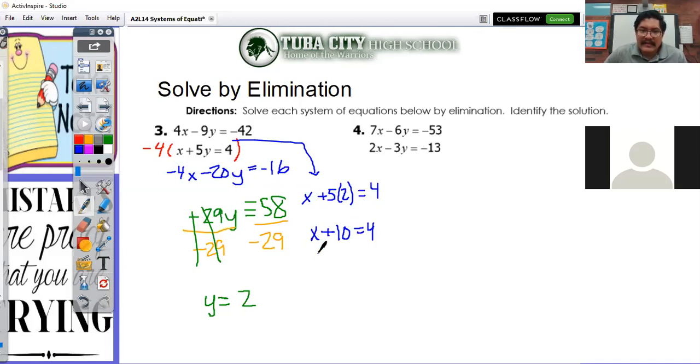And what number can I add to 10 in order to get 4? Well, looks like we're going to have to subtract 10 from both sides. And we get negative 6. x equals negative 6. And there we go. Now I think we have both parts of this solution. So negative 6 and 2.